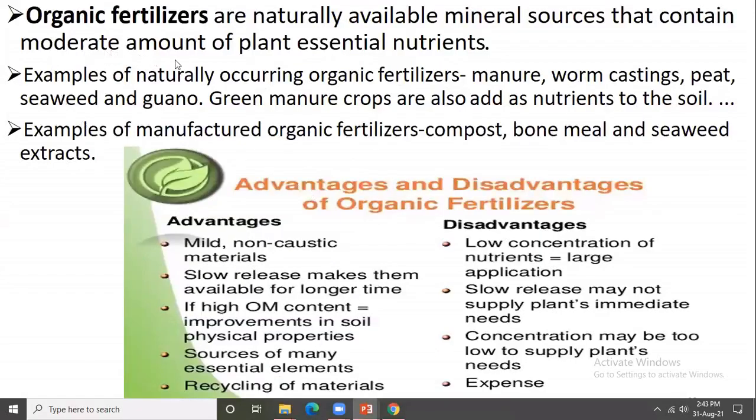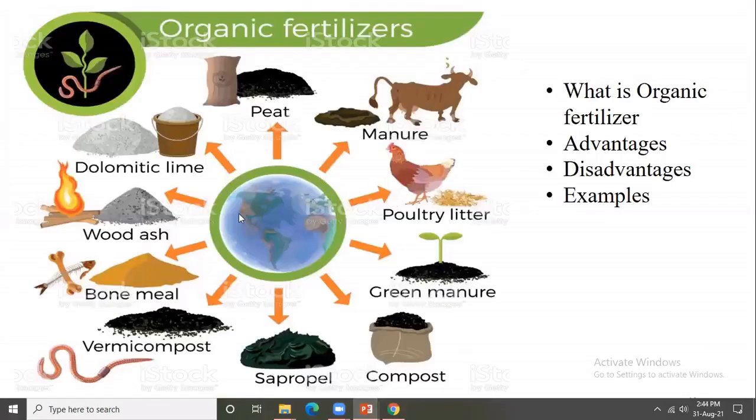What are organic fertilizers? Organic fertilizers are naturally available mineral sources that contain a moderate amount of plant essential nutrients. They are naturally available, but we can also prepare them manually. We can use natural materials and prepare the fertilizer from them.